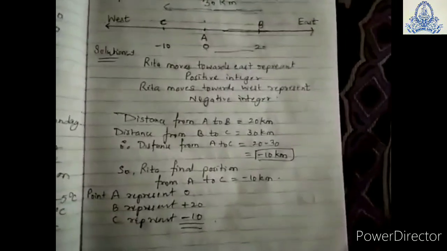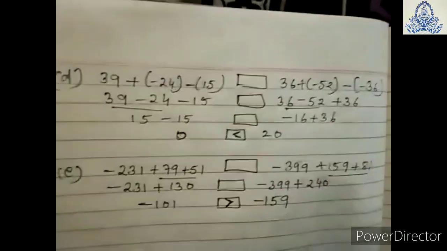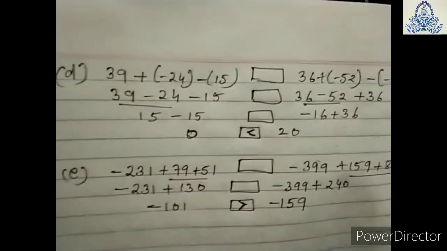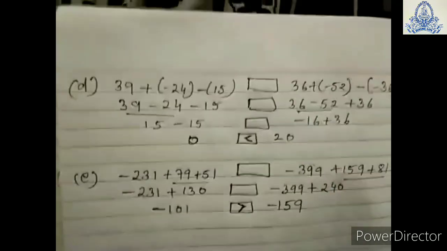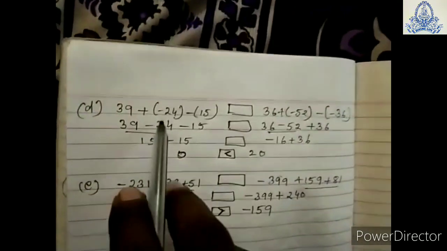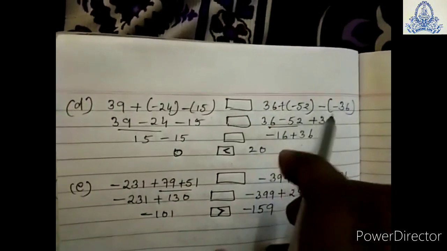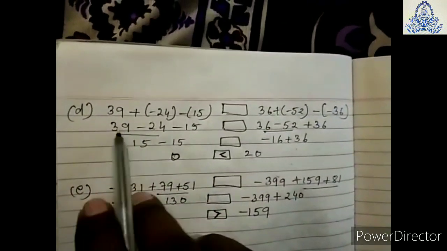Now after question number 6, we move to the next question. Hello students, question number 9, that is part D. We have 39 plus 24 minus 24 plus 15, and 36 plus minus 52 minus 36. So we will solve on both sides.